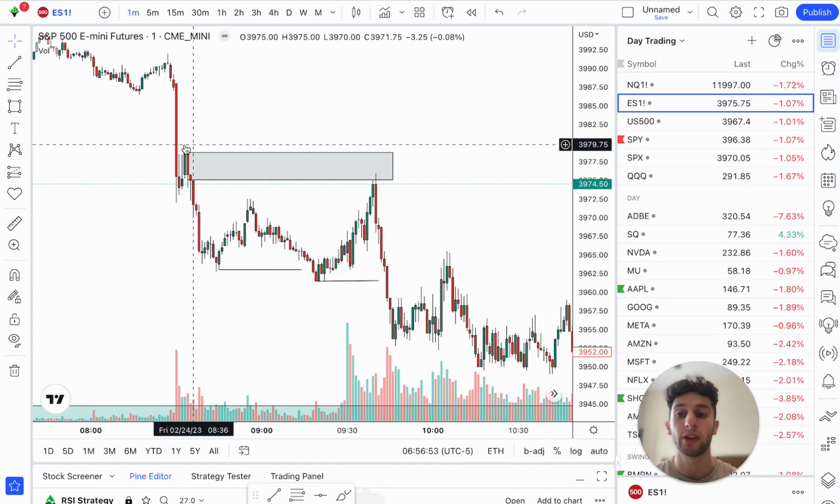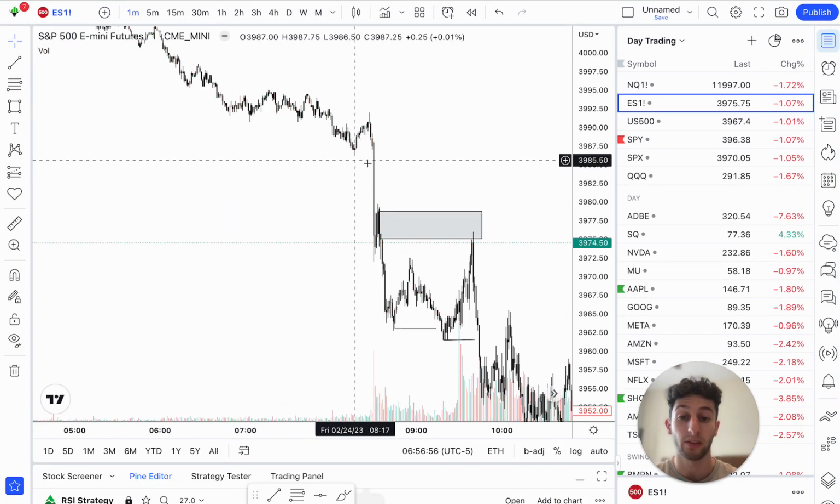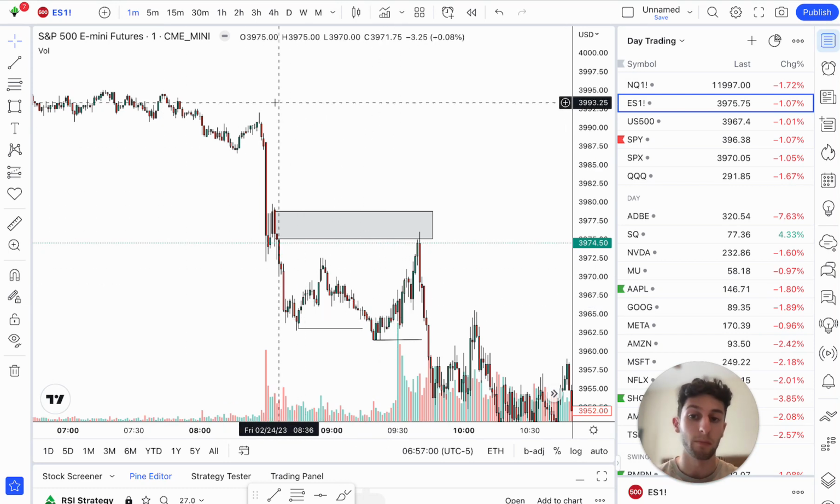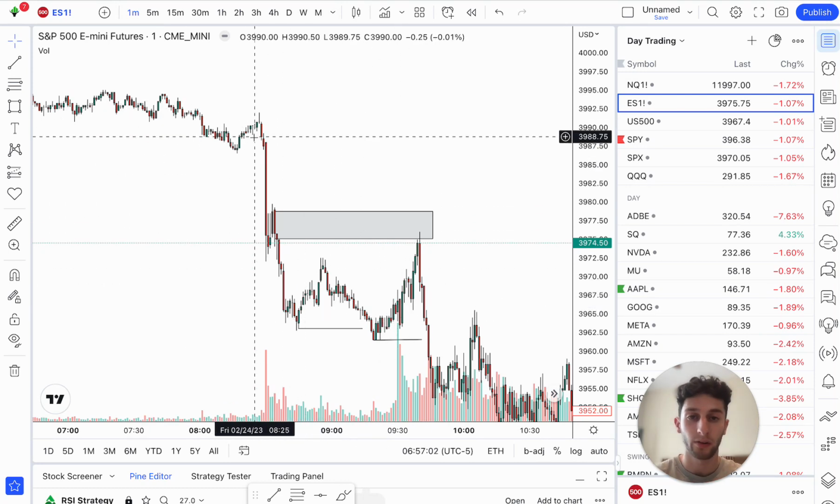Until price is able to get above this supply and most likely this supply as well, right? Once we're able to see that buyers are able to get above a supply zone, take out a supply zone, that's when we know that buyers are in control and we can start looking for longs. But this never happened, right?